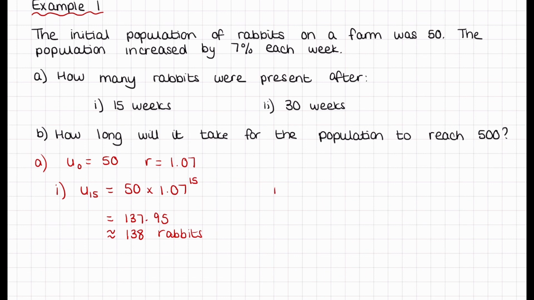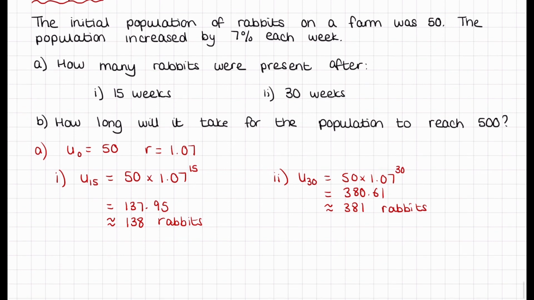For part 2, we want 30 weeks. So it'd be U of 30, and just the same formula. So it'd be 50 multiplied by 1.07, but this time to the power of 30. Put that in your calculator and you get 380.61, which would approximately be 381 rabbits. We leave our answer as a whole number because you can't have a part of a rabbit.